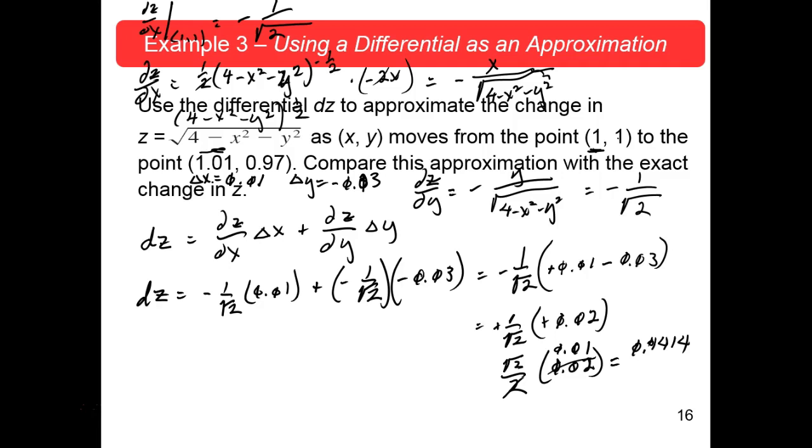Now, it says compare that approximation with the exact change in z. Well, the only way you can get the exact change of z is to evaluate z at 1.01, 0.97, and that would be the square root of 4 minus 1.01 squared minus 0.97 squared.